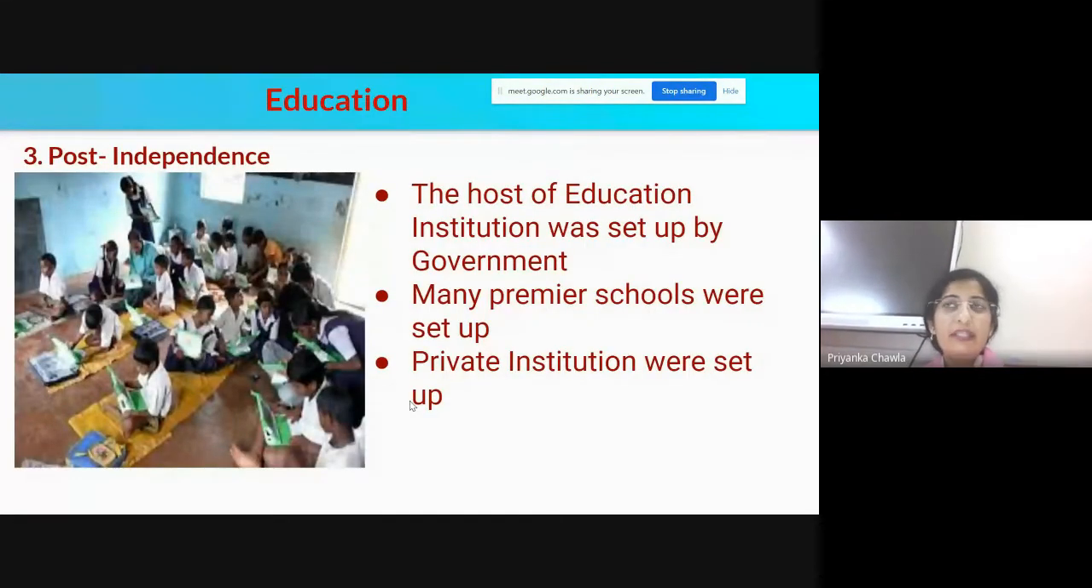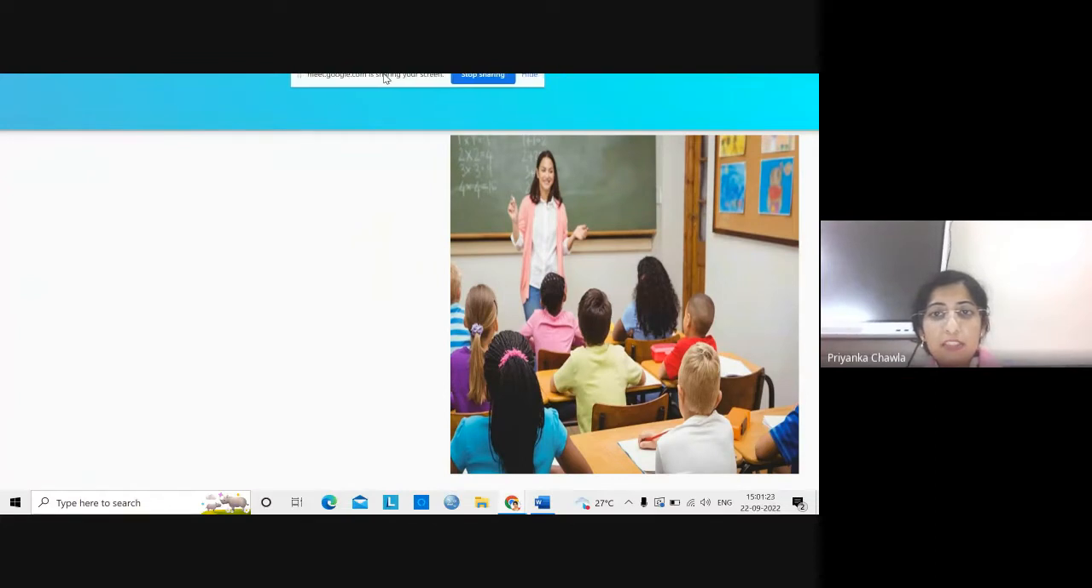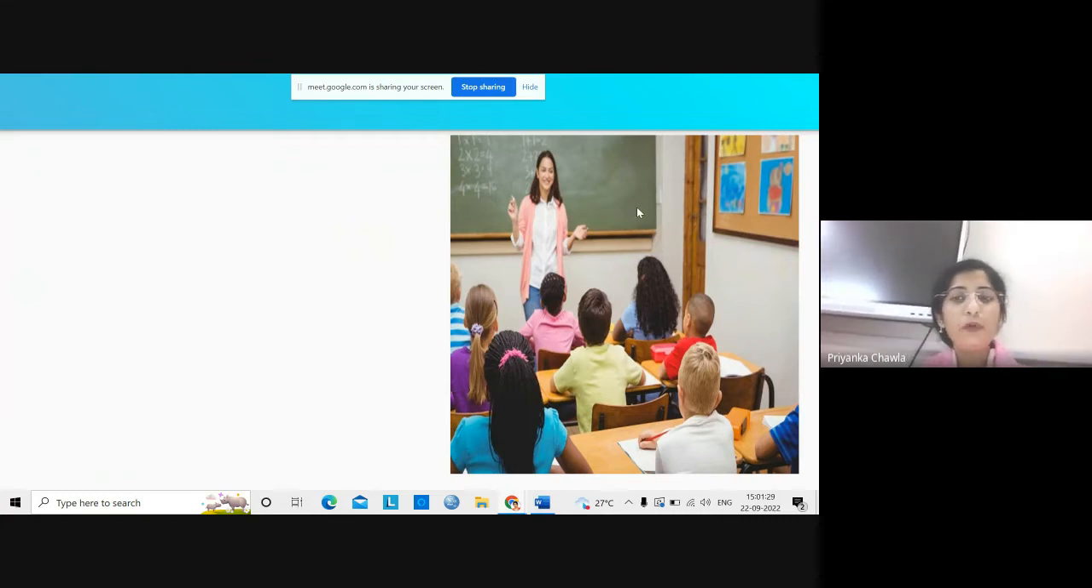After this, we can see a change in education in the form of different pedagogies we have adopted. So what have you understood by looking at this picture? This is the classroom and the teacher is teaching. What have you understood after looking at this picture?